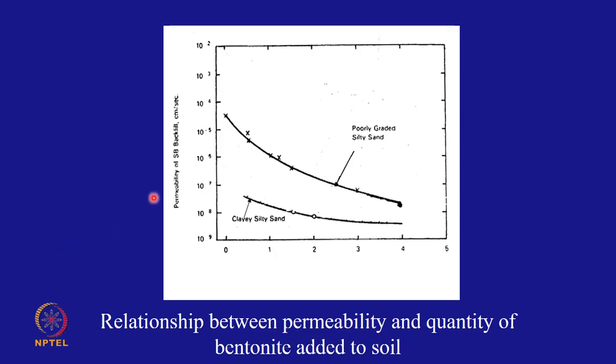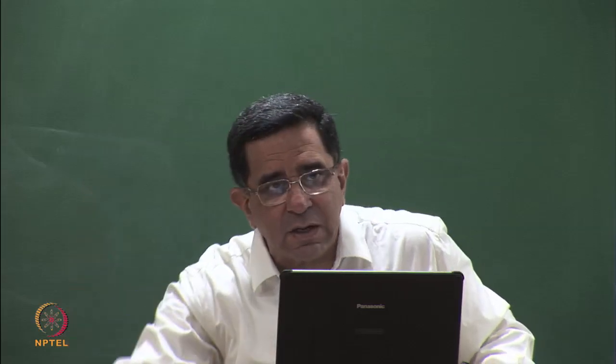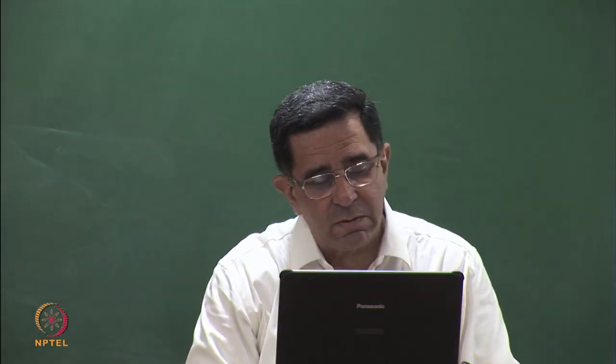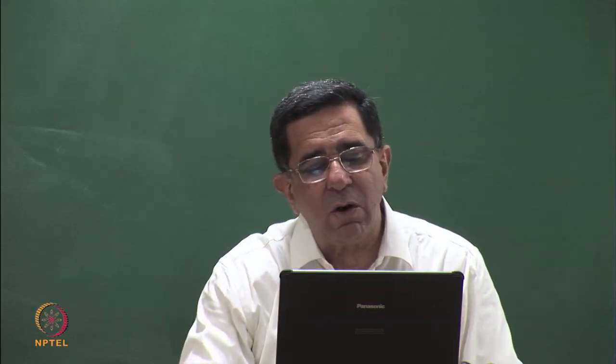And you can see that typically you will get 10 to the power of minus 7 centimeters per second with about 5% bentonite. We have done this before. Sometimes you want even higher impermeability. Then in your wall you might put a geomembrane. There are geomembrane sheets, and there are special arrangements by which the machine can make them go vertically into the soil-bentonite wall.